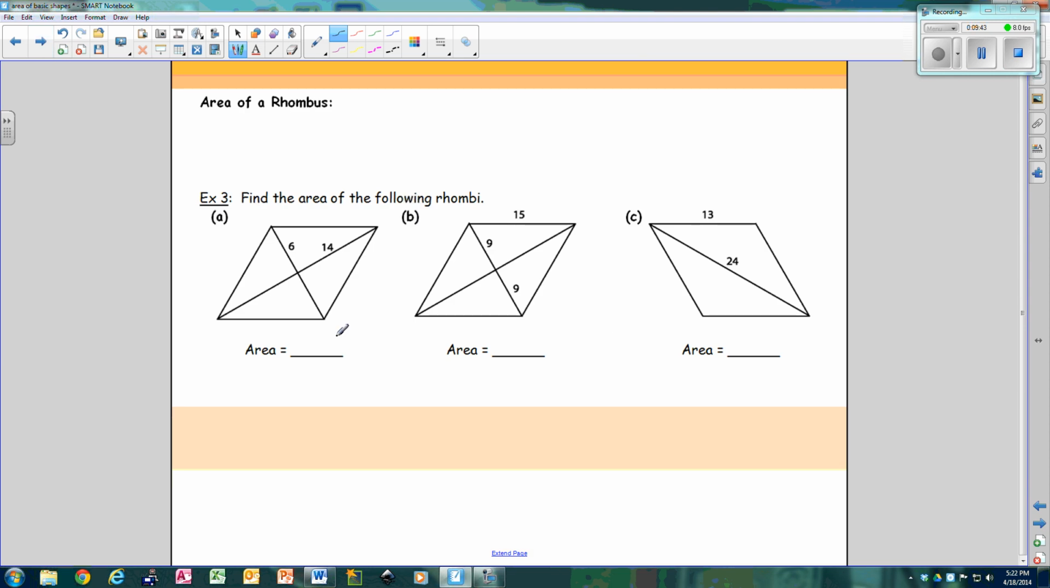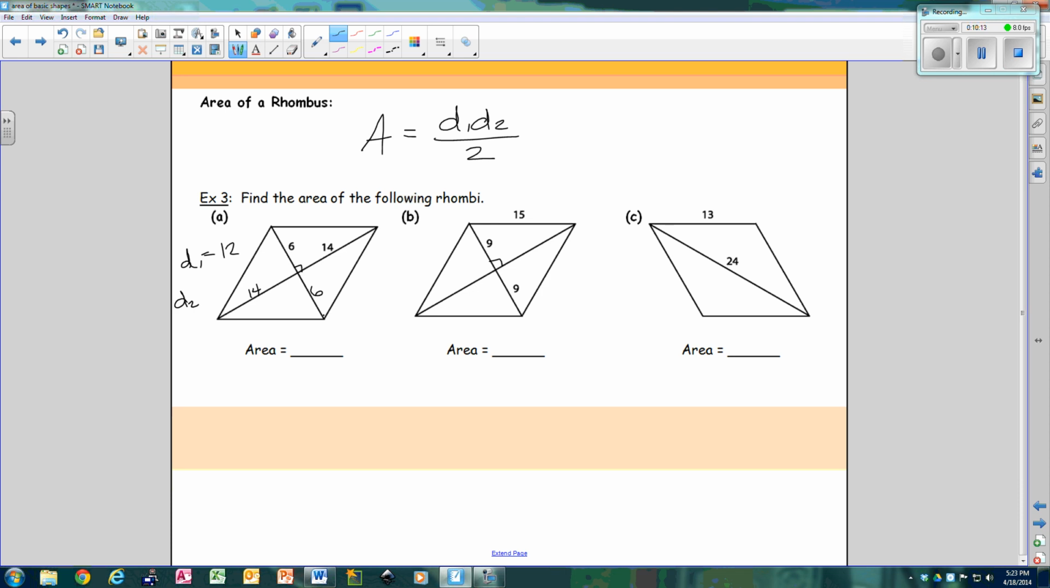Okay, the last one is a rhombus. Remember, in a rhombus all 4 sides are the same, and the diagonals are perpendicular. Important to know. All you have to do to find the area of a rhombus is real easy. You multiply your 2 diagonals together, and then divide by 2. Same old, same old. So if this piece is 6, then this piece is 6. If this piece is 14, then this piece is also 14. So diagonal 1 would be this whole piece, which is 12.